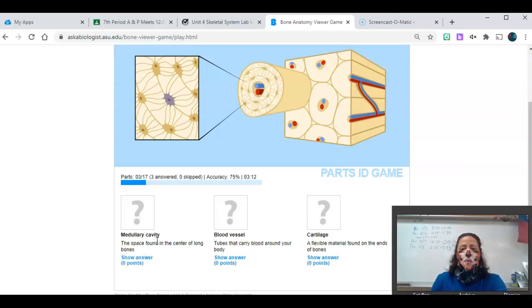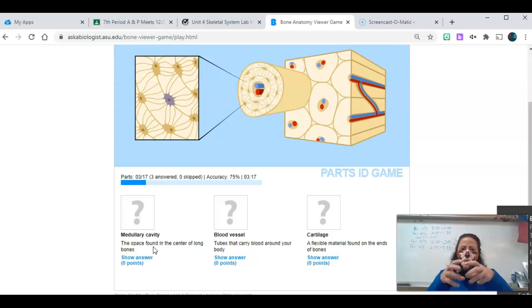Med, like middle, cavity. So that's going to be something structurally that has an opening. So we're not going to be talking about the cellular level on that. A blood vessel, tubes that carry blood around your body. Again, that's not a cell, that's like tissue. So I'm going to have to zoom out on these questions.